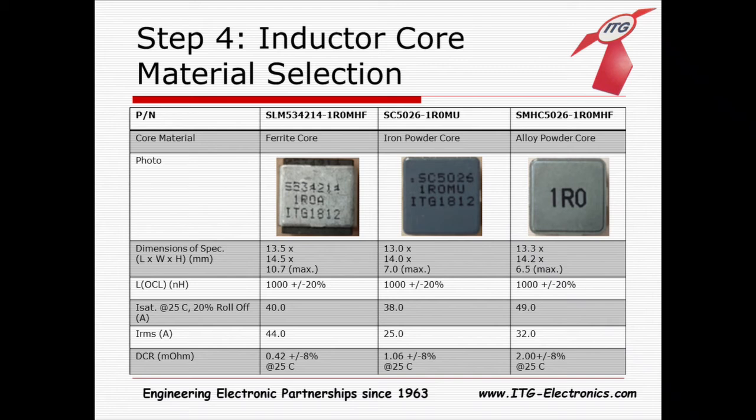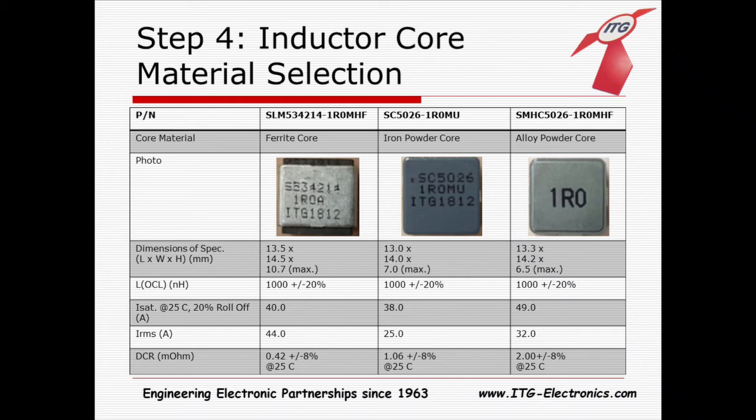As you look at the DCR, which is at the bottom of the table, the ferrite core, which is the first option, has by far the lowest at 0.42 milliohms. And then moving over one to the right, the iron powder core is second lowest with 1.06, and then the alloy powder core is the highest with 2 milliohms. So they kind of double each time you go over to the right on this chart.